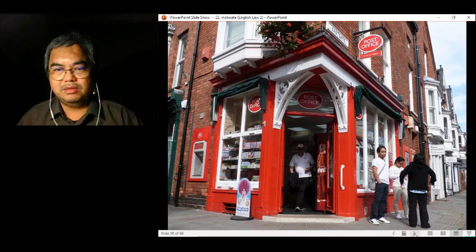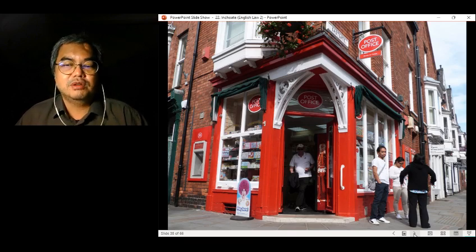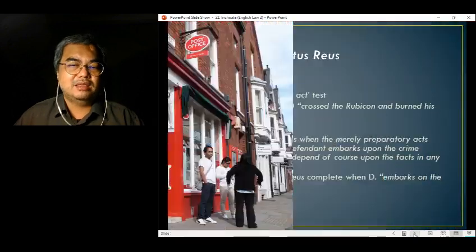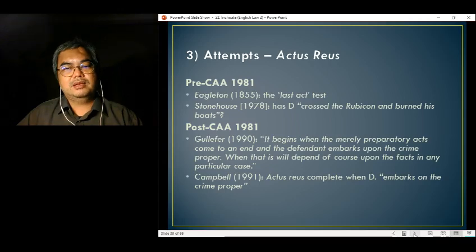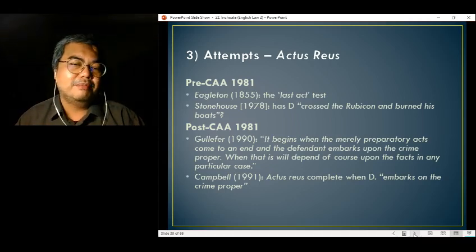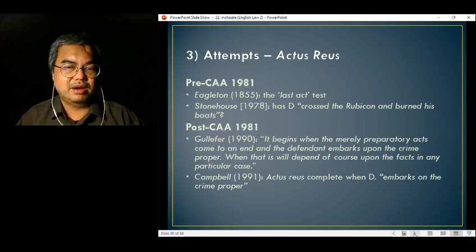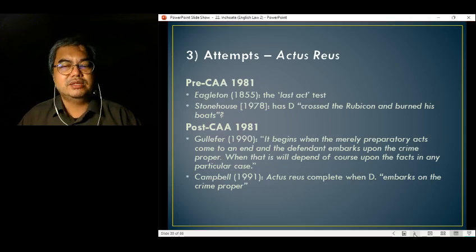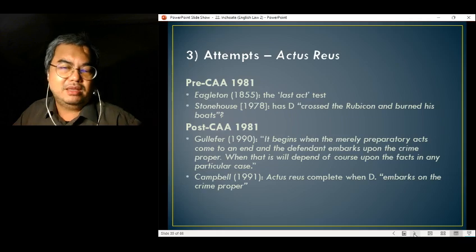Now, they found on him things which indicated that he was clearly going to rob the post office. But the question was whether he can be charged with attempting to commit the robbery of the post office, because he was actually outside. He hadn't even entered the post office yet. So the court said that he cannot be said to have embarked on the crime proper, right? He wasn't even in the post office in the first place. He was still preparing to go and commit the offense.